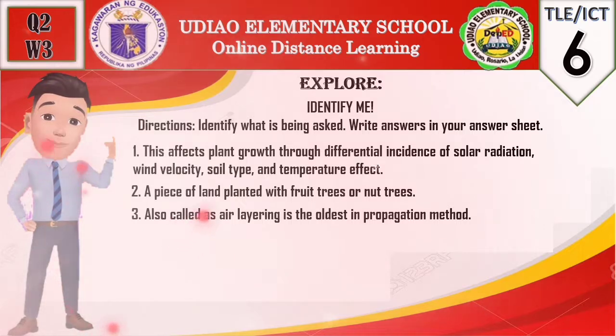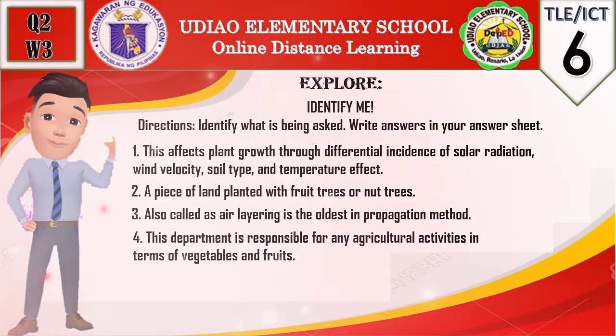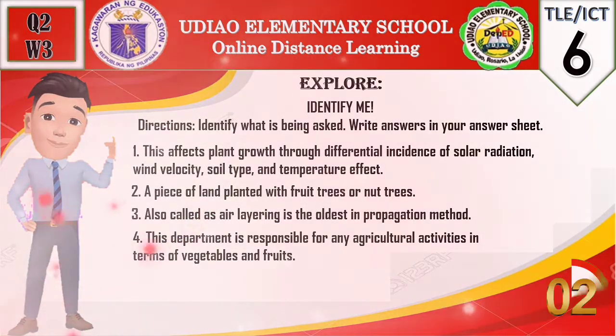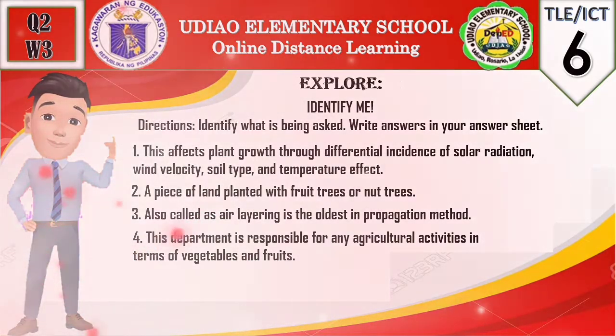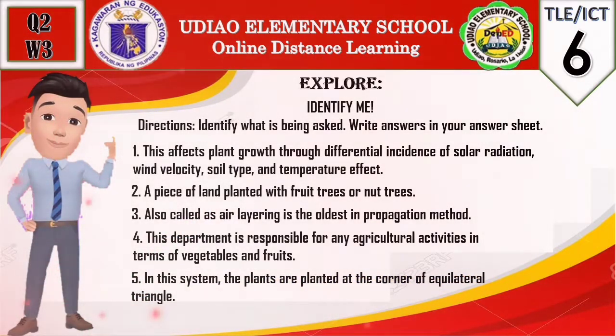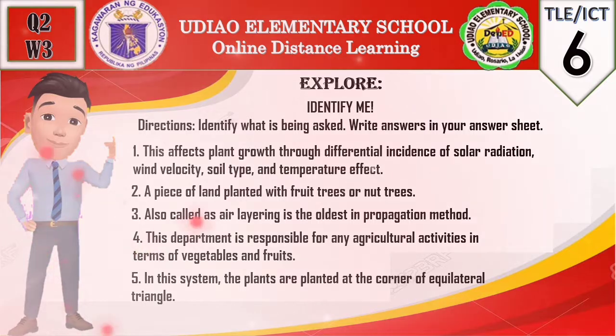Number 3. Also called as air layering, is the oldest propagation method. Number 4. This department is responsible for any agricultural activities in terms of vegetables and fruits. Five. In this system, the plants are planted at the corner of an equilateral triangle.